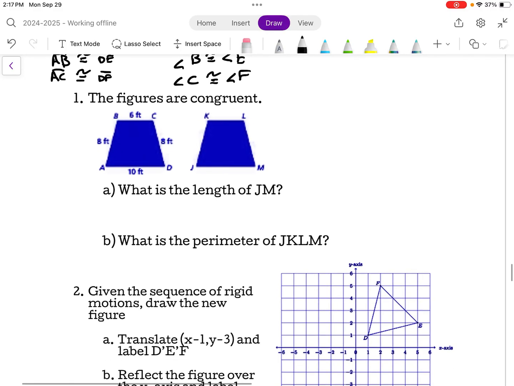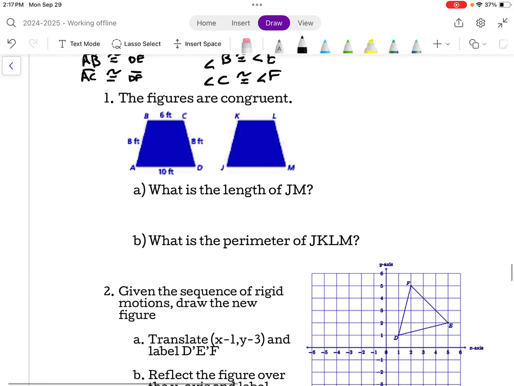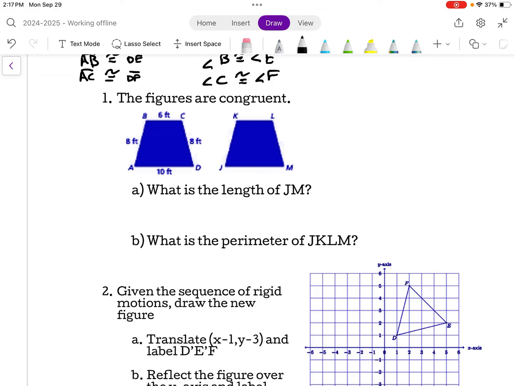Okay, moving on. This is saying that these figures are congruent. So this looks like it's a trapezoid. ABCD is congruent to JKLM. And if they're congruent, it's saying that the sides are the same length. And so what I notice here is that AD would correspond. So side AD is congruent to side JM. And if AD has a length of 10, then JM is also going to have a length of 10.